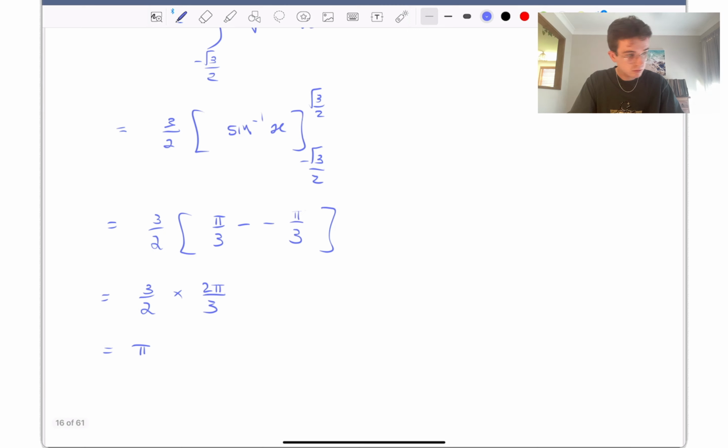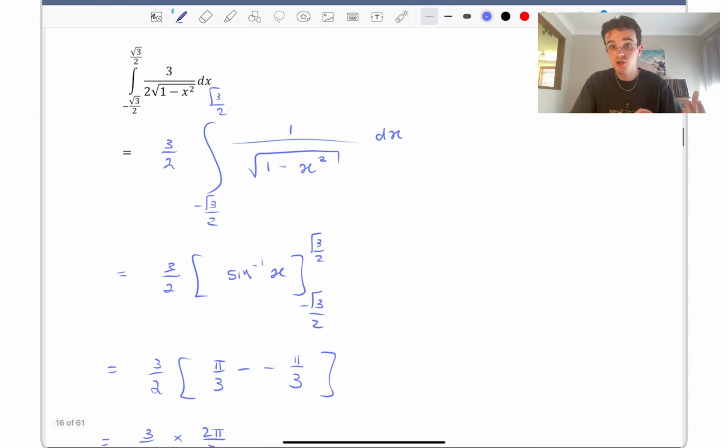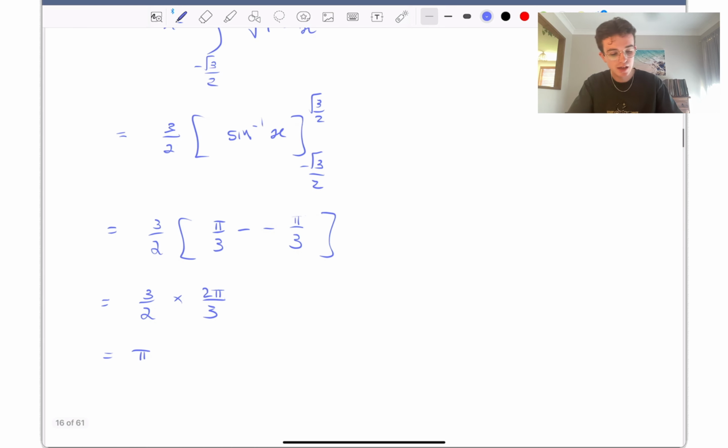So there are some forms where you're going to get 0. This is not one of them. But if you do have an odd graph when you integrate from minus 1 to 1, for example, you're going to get 0. But in this case, sine inverse of minus root 3 on 2 is minus pi on 3. And these two negatives here make a positive. So we get 2 pi on 3 times 3 on 2 is pi. Okay, thank you.